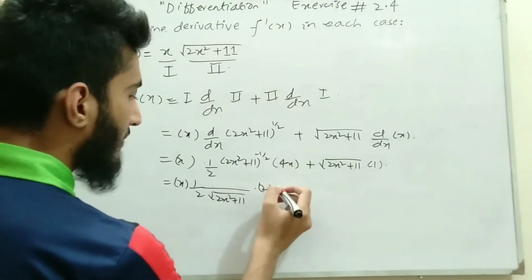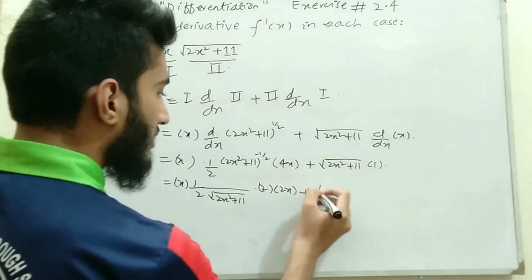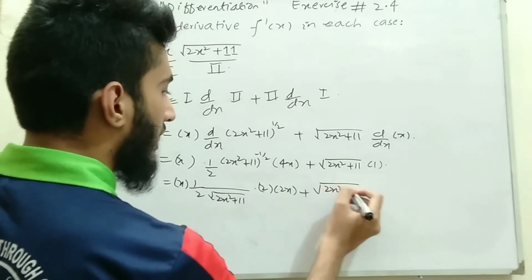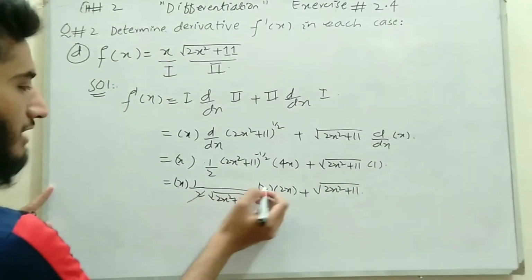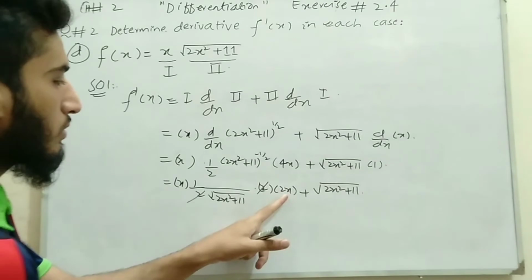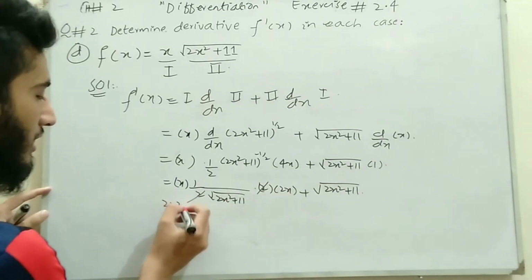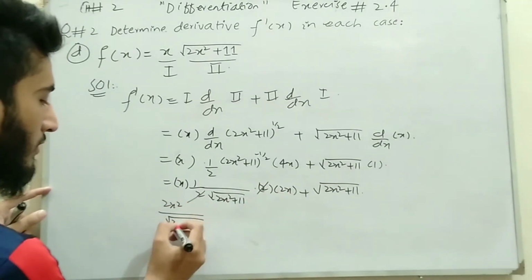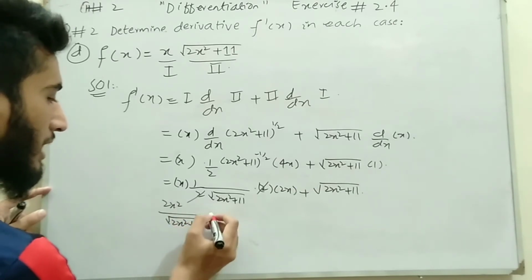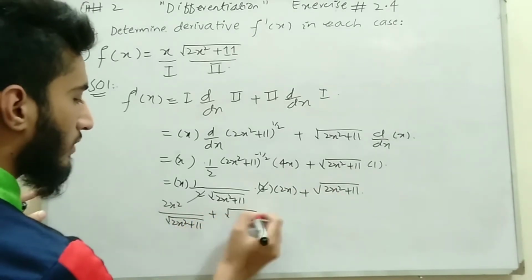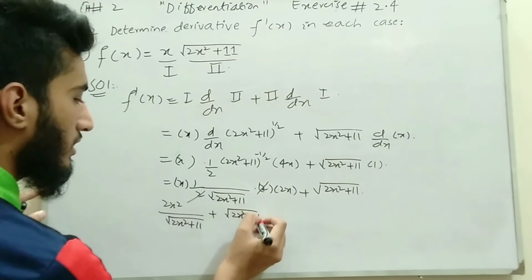So 4 times of x can be written as 2 multiply 2x plus under root of 2x square plus 11. Now this 2 will cancel out with this 2. We are left with x multiply 2x, which gives us a value 2x square, divided by under the root of 2x square plus 11, and plus under root of 2x square plus 11.